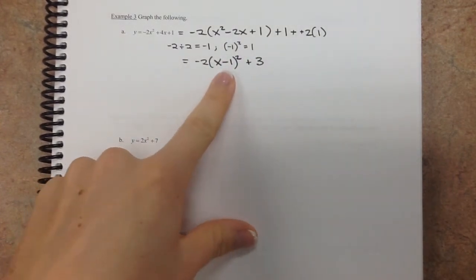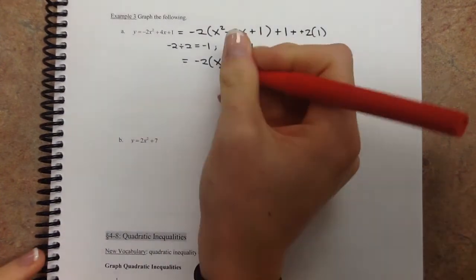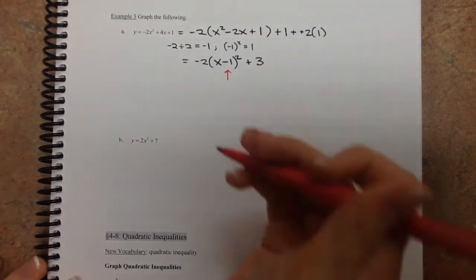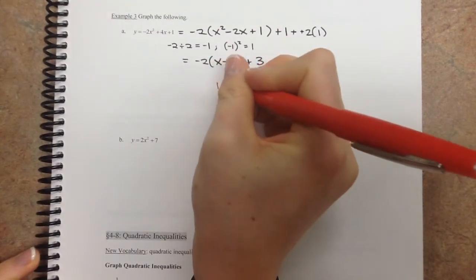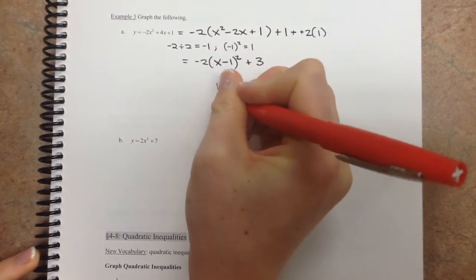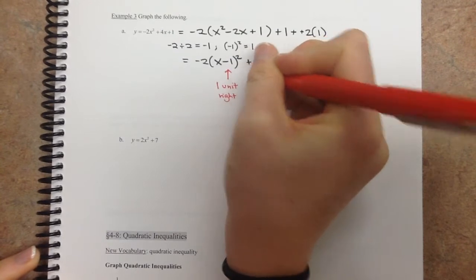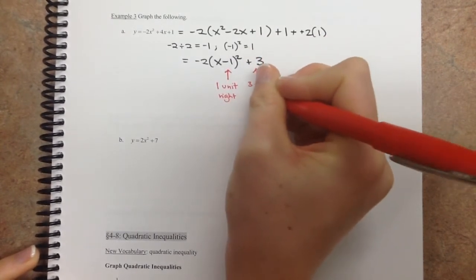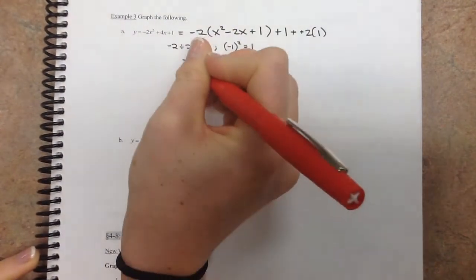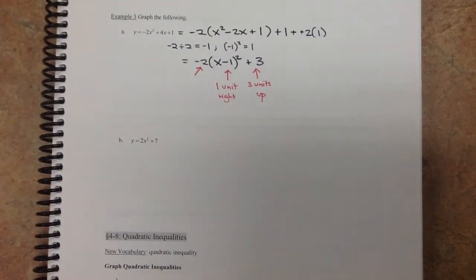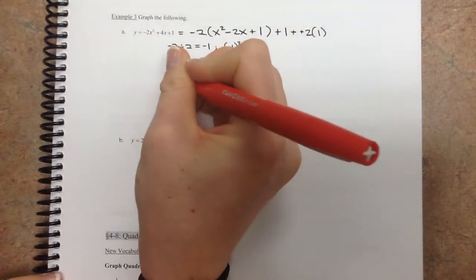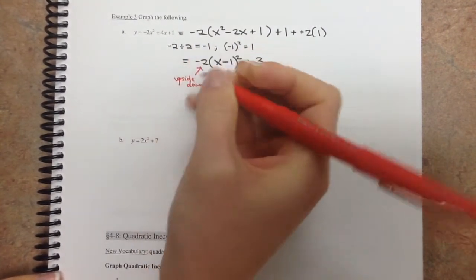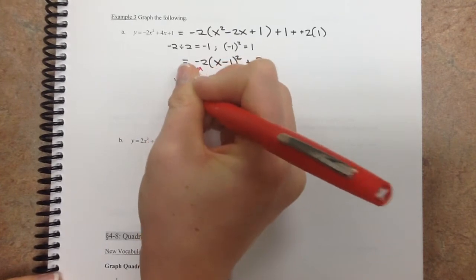Okay, so what this -1 is going to do is this is going to move our graph 1 unit to the right. Okay, so 1 unit to the right. Okay, this +3 is going to move our graph 3 units up. And then this -2 does two things. Remember what the negative does, it flips it upside down. And then it stretches by a factor of 2.